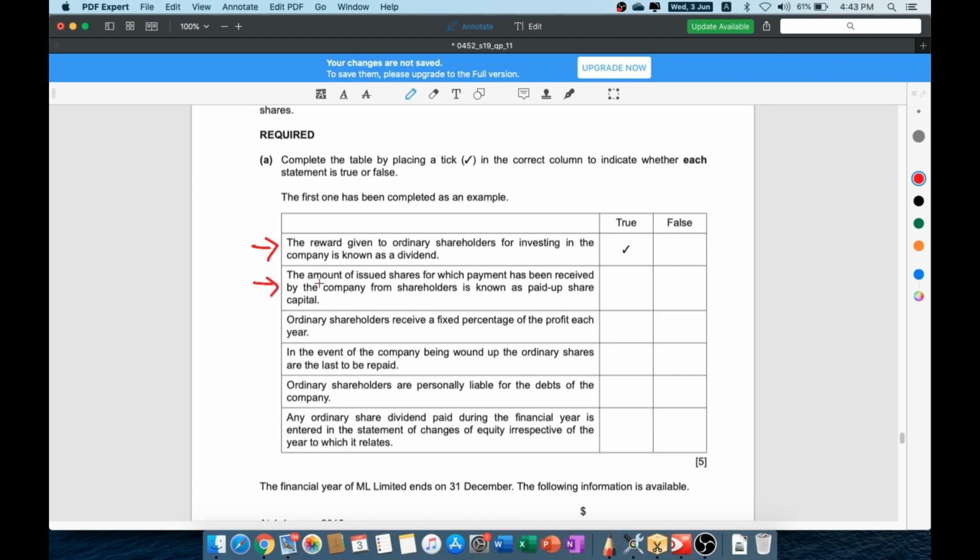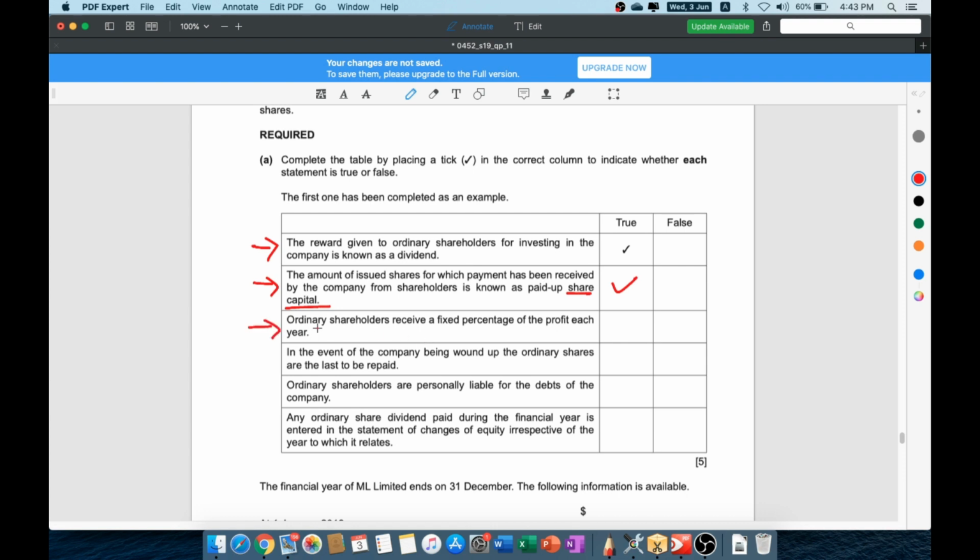He says the amount of issued shares for which payment has been received by the company from shareholders is known as paid up share capital. That is completely correct because share capital is the money we receive by selling shares. That money is called share capital, and that is part of the equity section in the balance sheet, etc. So this is completely true.